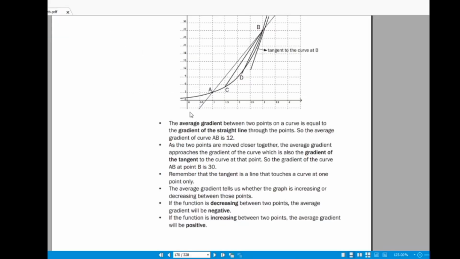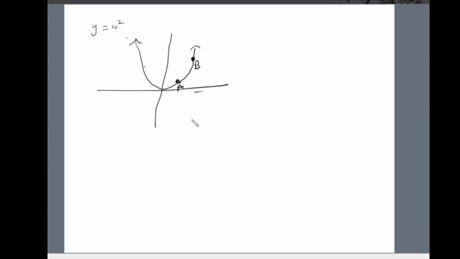As you move the 2 points closer together, the average gradient approaches the gradient of the curve, which is also the gradient of the tangent to the curve at that point.